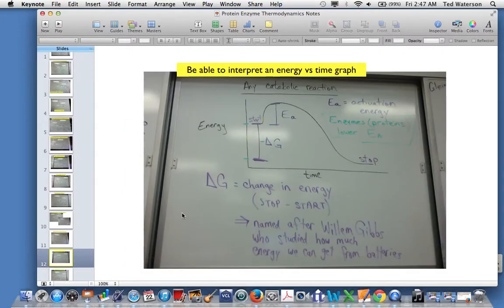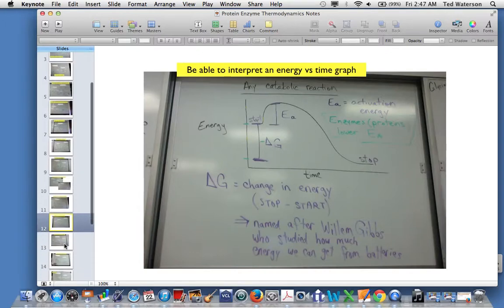Okay, please be able to read these energy graphs. Just know the starting point, the stopping point. If you end with less energy in the molecules than you start with, that is a spontaneous reaction. That is a negative change in energy. That is a negative delta G.